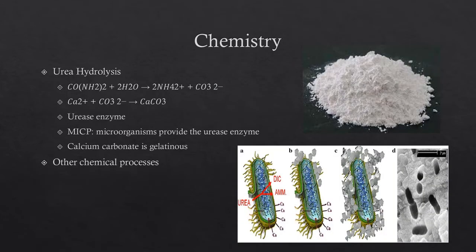MICP is achieved through urea hydrolysis, as it provides the most efficient calcite conversion rate. Urea hydrolysis is a chemical process in which urea combines with water to form ammonium and carbonate, and to produce calcium carbonate, calcium plus carbonate is required. In order to activate the chemical reaction, a urease enzyme is required to decompose the urea. In MICP, the urease enzyme is produced by urease-producing microorganisms. Calcium carbonate is the desired final product of the reactants, as it is gelatinous. The calcium carbonate precipitate is able to bond to particles, giving it the potential to bring soil particles closer together and take up more space.